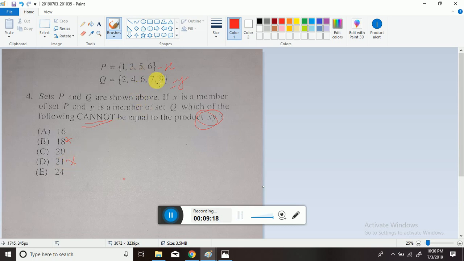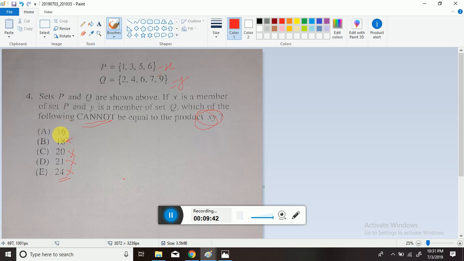3 times 9 is 27. We have only up to 24 in the options, so we don't have to reach there. Now let us come to 5. 5 times 2 is 10. 5 times 4 is 20. Again, 20 is also not our answer. 5 times 6 is 30, so we don't have to go further. Now 6 times 2 is 12. 6 times 4 is 24. 12 is not in the options, and 24 is also rejected now.